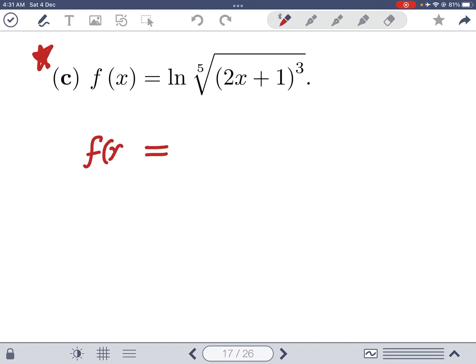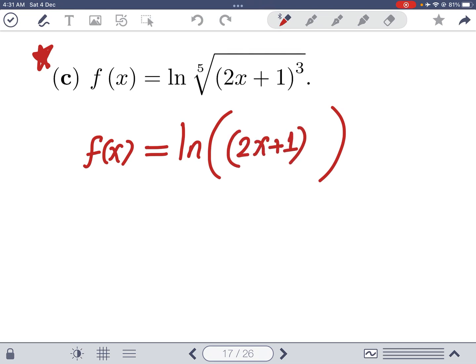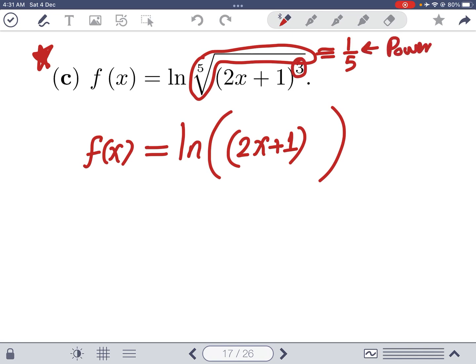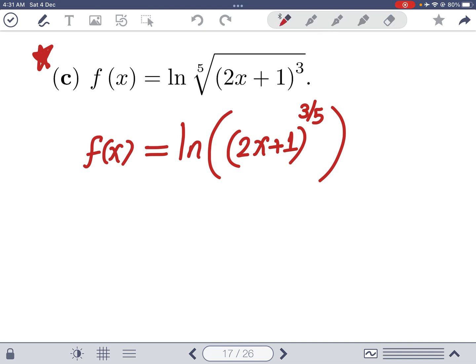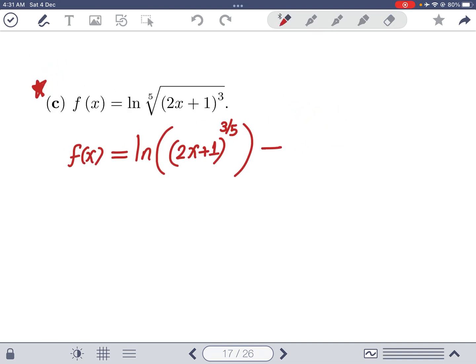I still don't want to take the derivative yet. Don't start. First simplify. This is ln, and this is like 2x plus 1 to what power? Power 3, but then the fifth root here, this is equivalent to power 1/5 as a power. And then you have another power 3, so you multiply them, you get 3/5. Perfect. So this way you wrote it as a fractional power, and now use the property of logarithm that whenever it sees a power, it brings it down, as long as the power is within the logarithm.